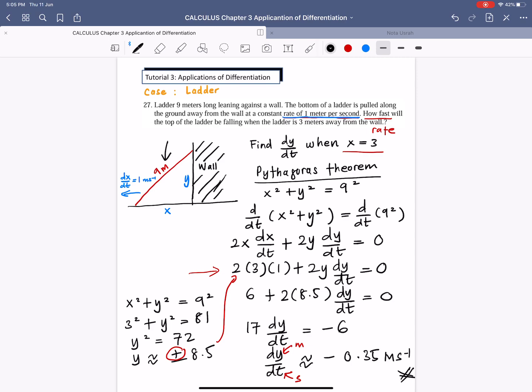Okay. And if you see here, the value of dy/dt that we have is a negative value. This is consistent with the problem, because the y value decreases when the top of the ladder moves downwards. Okay? So it is a negative value.